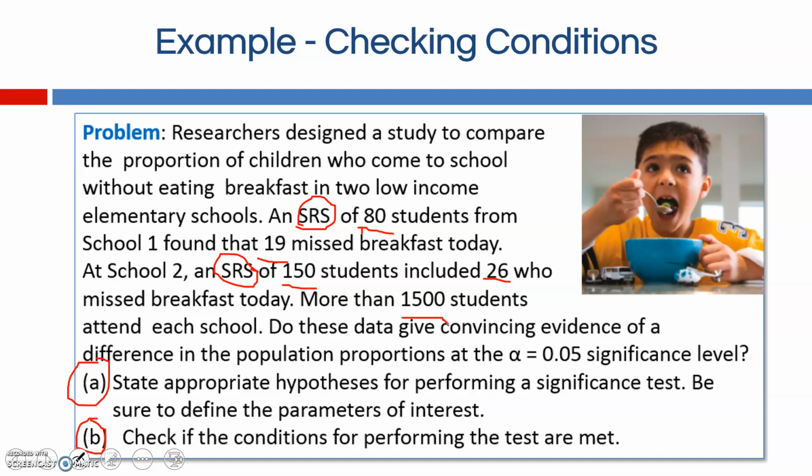You should be fine. And the question is, do these data give convincing evidence of a difference in the population proportions? And notice that they give you an alpha level. So that's when you start to think, I'm going to use a hypothesis test here. So for part A, we're going to state appropriate hypotheses for performing a significance test, and we are going to define our parameters of interest. That's very important, especially on the AP exam. And then we're going to check the conditions. Basically we're running through the state and the plan portion, and next time we meet up again virtually, we'll go over the do and the conclude.